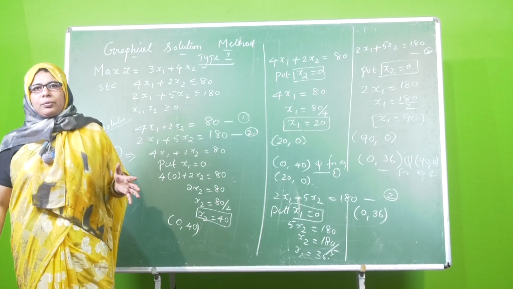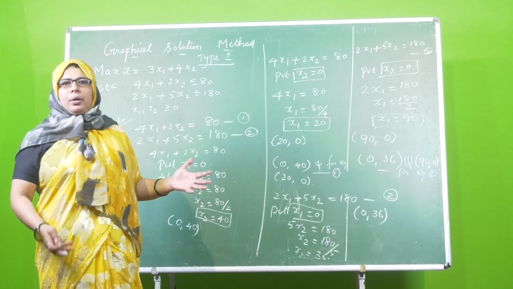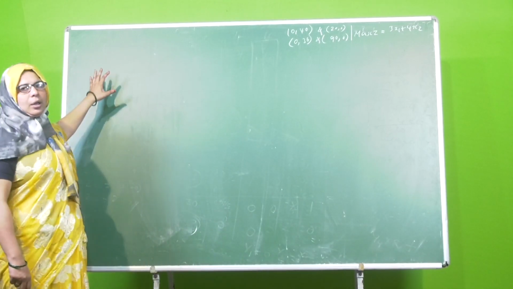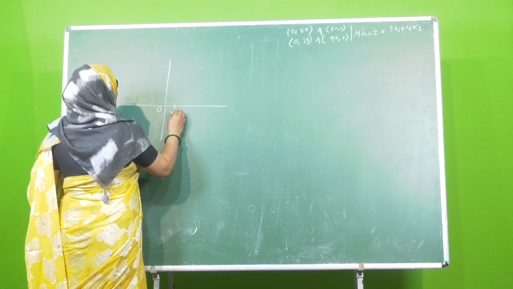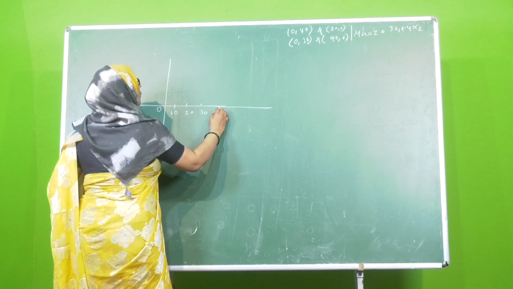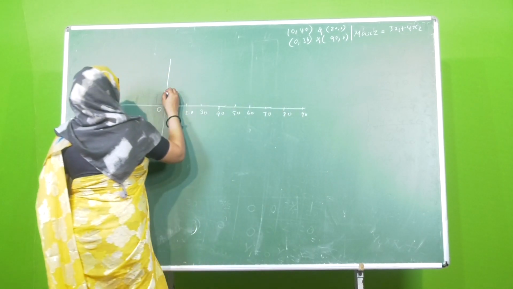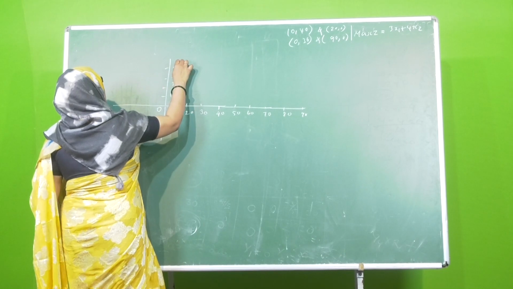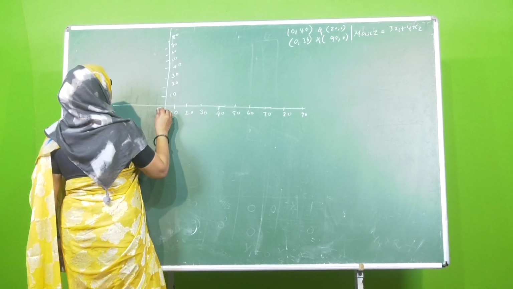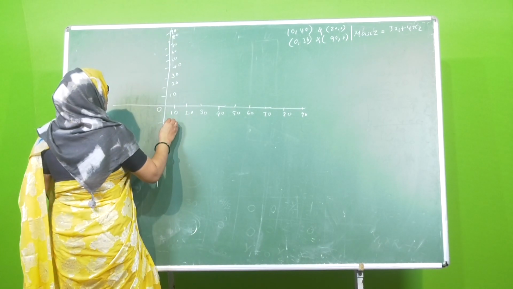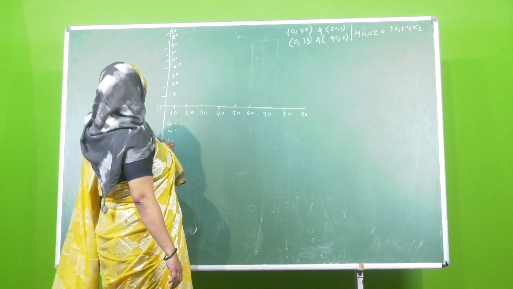So now we plot the graph. We can use graph paper or else this notebook, whatever it may be. On both axes we mark 10, 20, 30, 40, 50, 60, 70, 80 and 90. There is no need to draw the negative side, because we are having only the positive points.